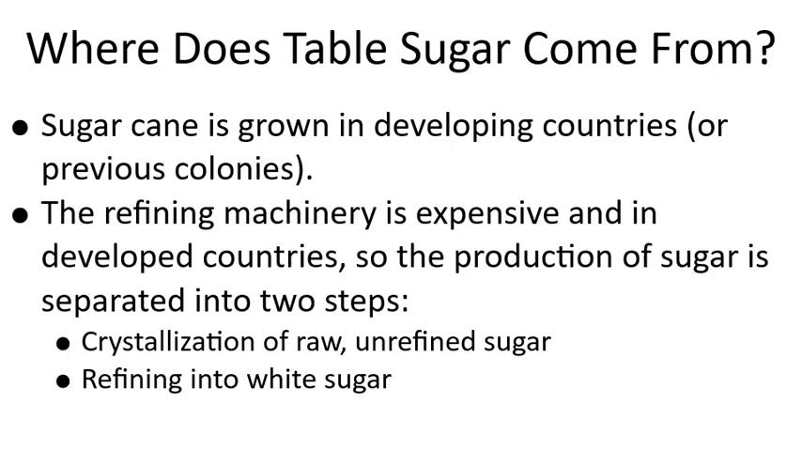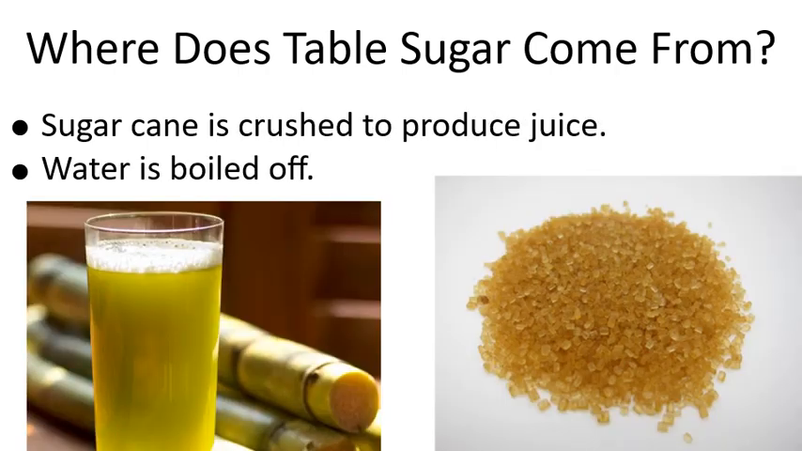Historically, sugarcane was grown in developing countries, or those countries that used to be European colonies. The refining machinery was expensive, and so the production of sugar was separated into two steps: the crystallization of raw, unrefined sugar, and the refining into pure, white table sugar. First, the sugar cane is crushed to produce a juice, and then the water is boiled off, leaving behind sugar crystals with lots of impurities that provide a dark brown color.